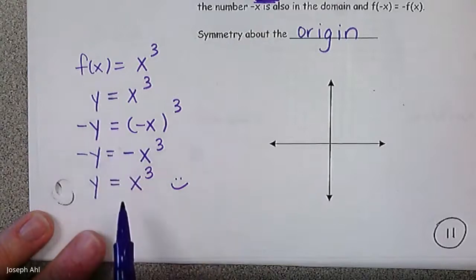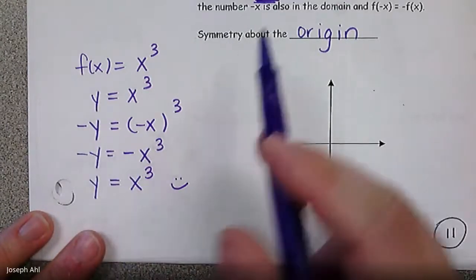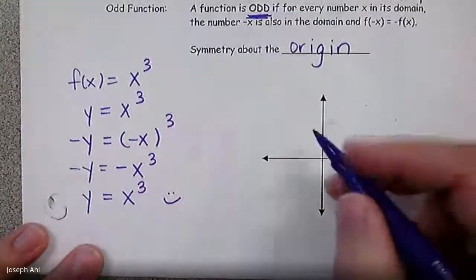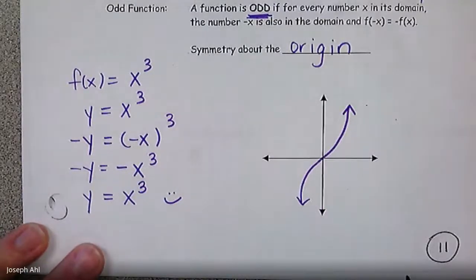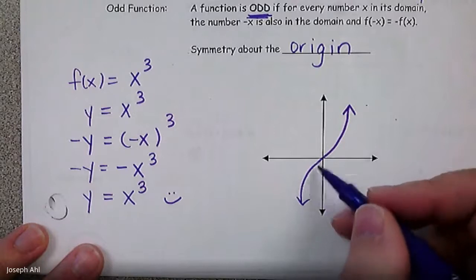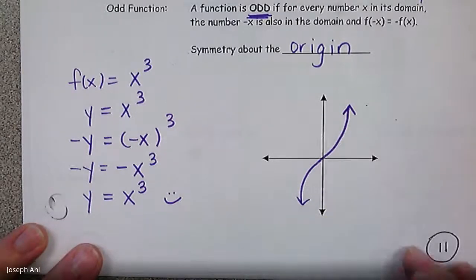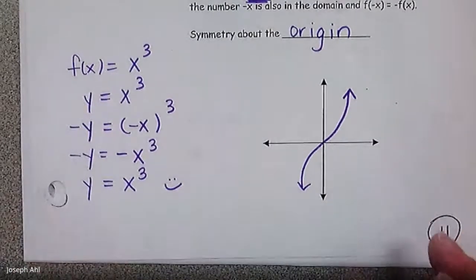So through that algebra, I've shown that this has origin symmetry, which therefore makes it an odd function. Okay? And we know that y equals x cubed, if you were to pick points and reflect them through the origin, we can exhibit that symmetry here.